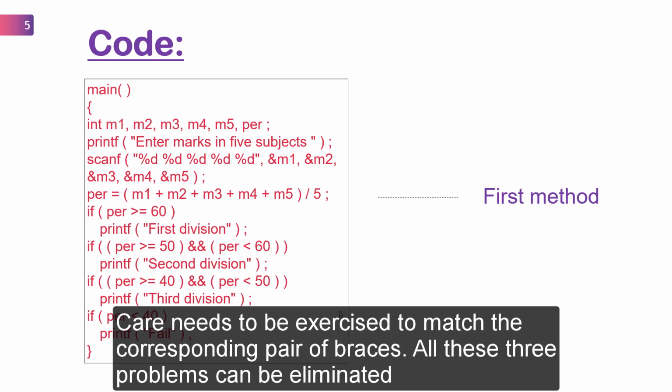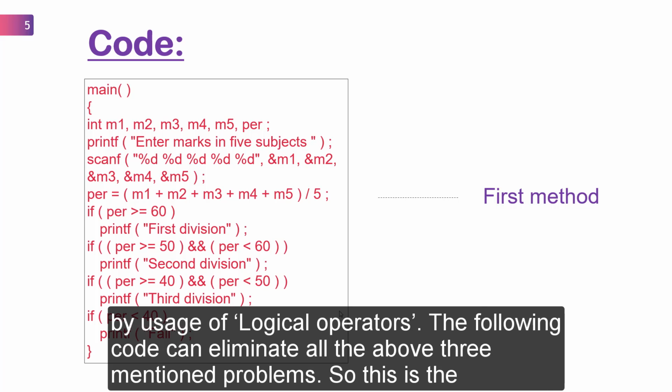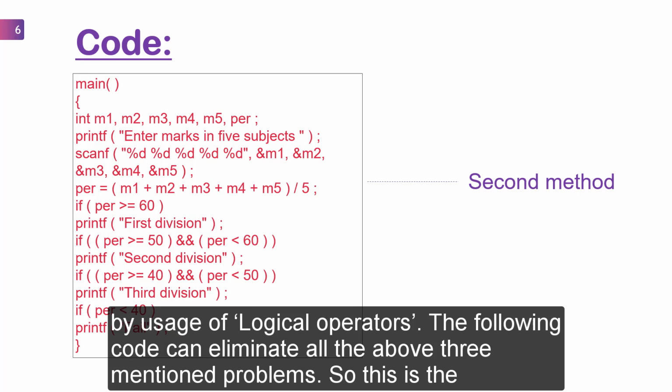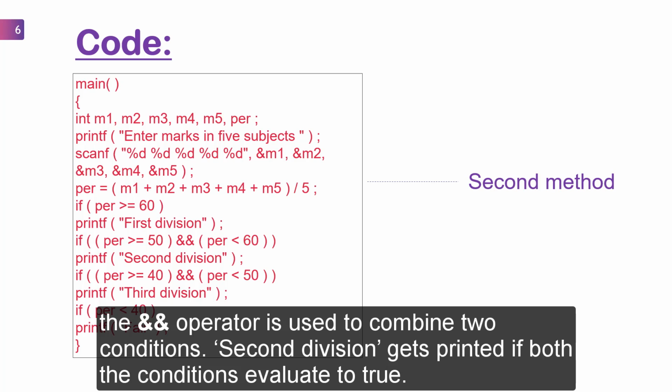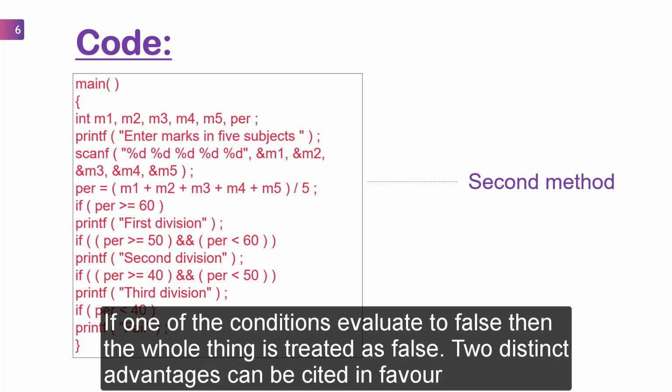All these three problems can be eliminated by usage of logical operators. The following code can eliminate all the three mentioned problems. So this is the second method of writing the code. As can be seen from the second if statement, the AND operator is used to combine two conditions. Second division gets printed if both the conditions evaluate to true. If one of the conditions evaluates to false, then the whole thing is treated as false.